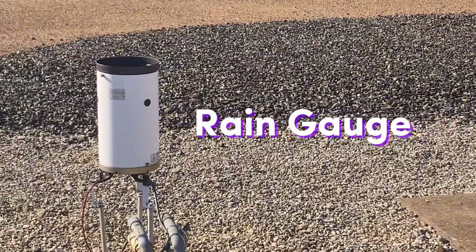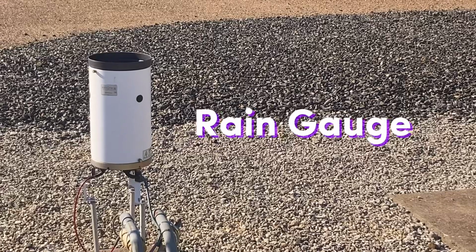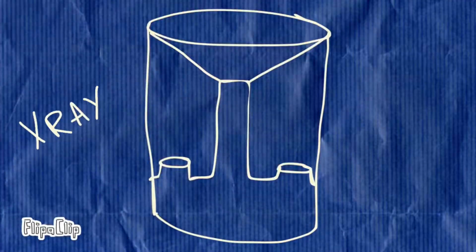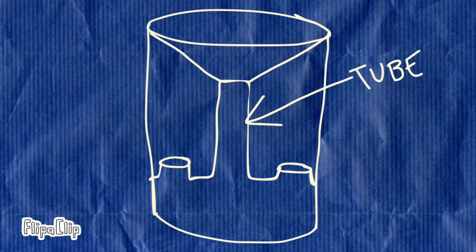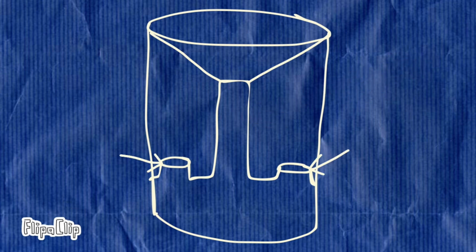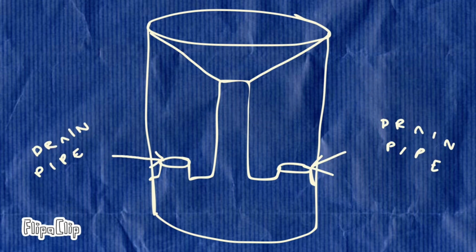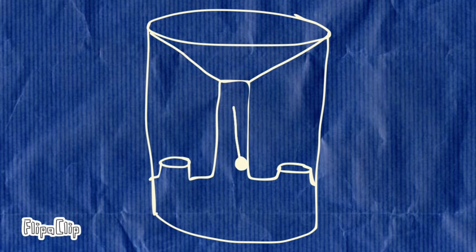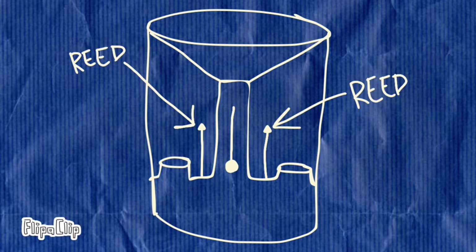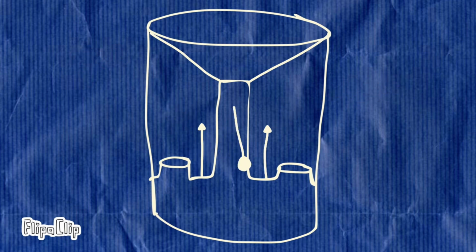The rain gauge is used to detect precipitation on the airfield. Taking a closer look at its components, we have the main funnel, a central tube, and our 2 drain pipes to either side. On the tube, we have a magnetic switch that swings back and forth in between 2 metal reeds. This completes a circuit, and the gauge tracks the pulse of each swing.